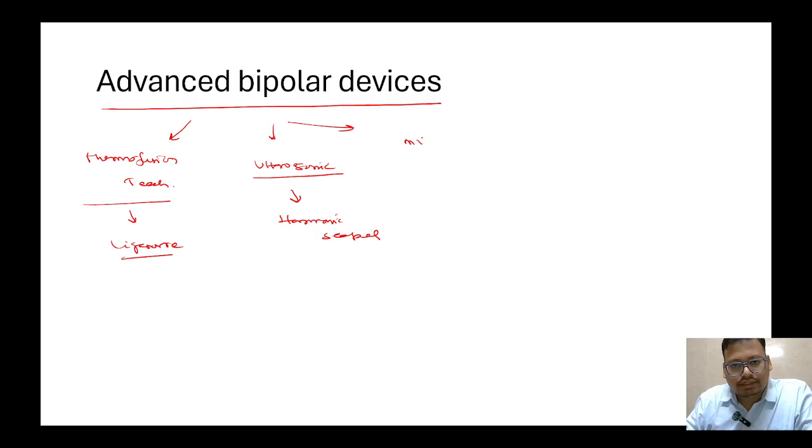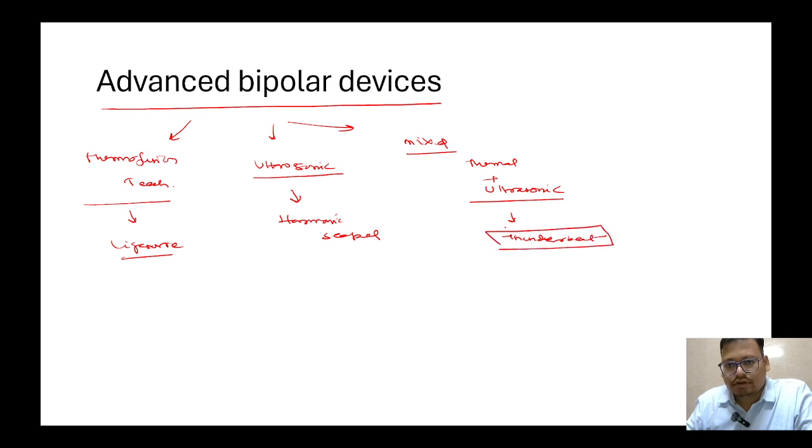And there is a mixed one. Mixed means thermal bipolar plus ultrasonic. That is called Thunderbeat. This is more advanced. Thunderbeat is ultrasonic plus thermal. Both are used in the mixed one. That is Thunderbeat.